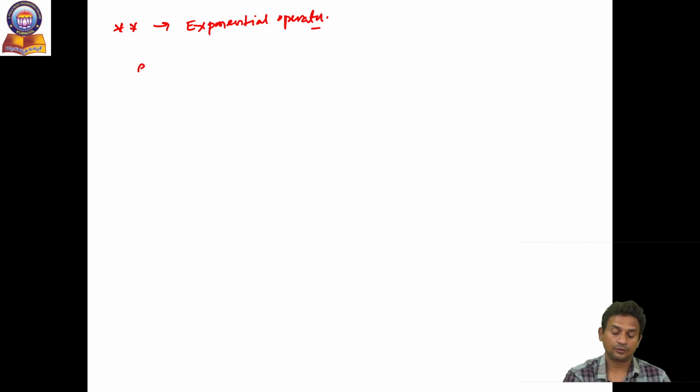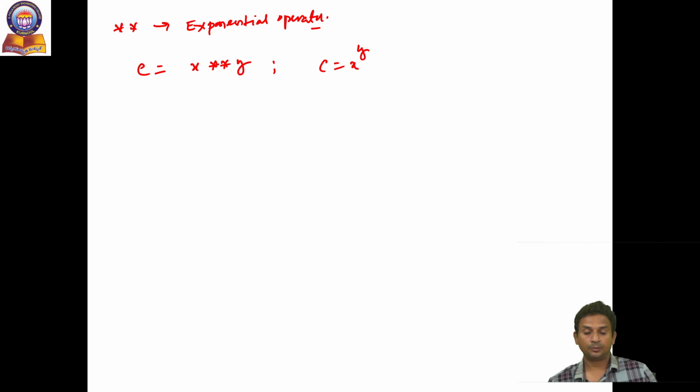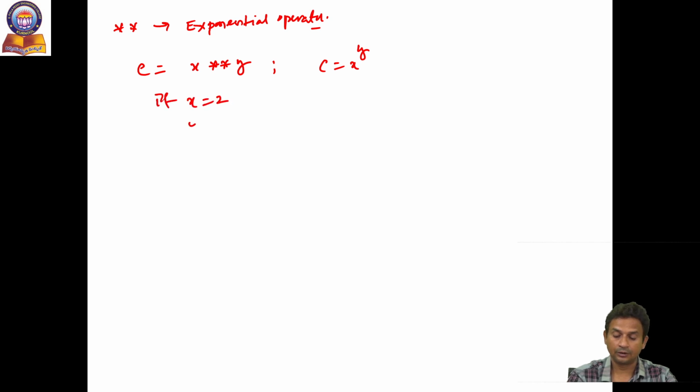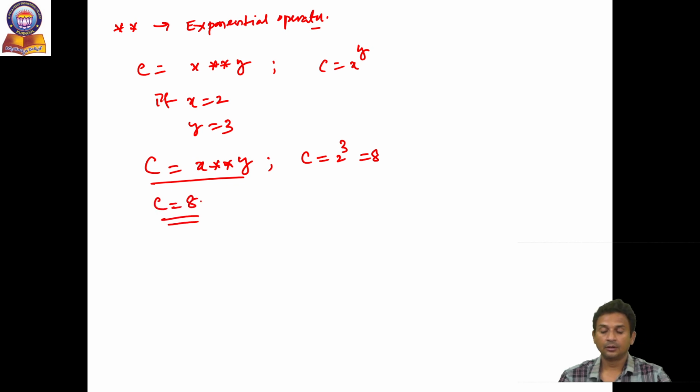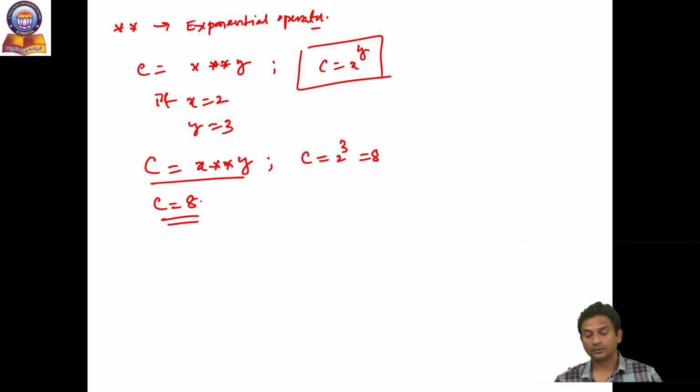Example, c is equal to x double star y. The meaning of this instruction is c is equal to x power y. If you want to calculate power values, we'll be using this exponential operator. If x is equal to 2 and y is equal to 3, then c is equal to x double star y will calculate the value 2 power 3, which is 8. So after executing this instruction, the value stored in c will be 8. This is the exponential operator used to calculate the power of some value.